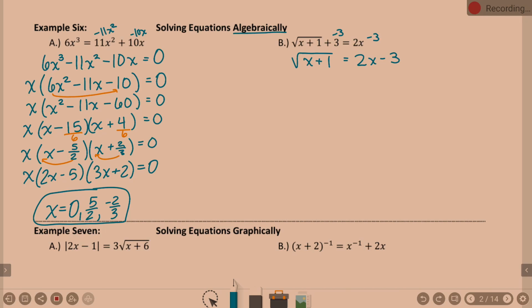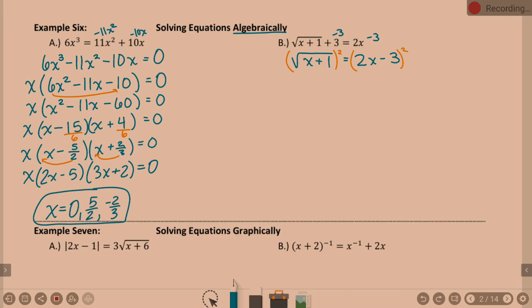Once your radical is isolated, now we need to get the radical out. In your words, how do we get the radical out? Square both sides. How about we square both sides? I don't want a square root. It's already a square root. I don't want to do the square root of a square root. We're going to square. The opposite of square rooting something is to square.